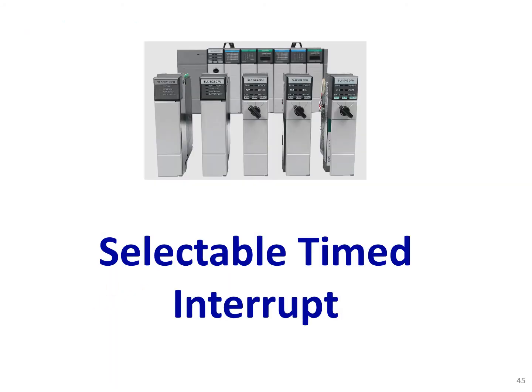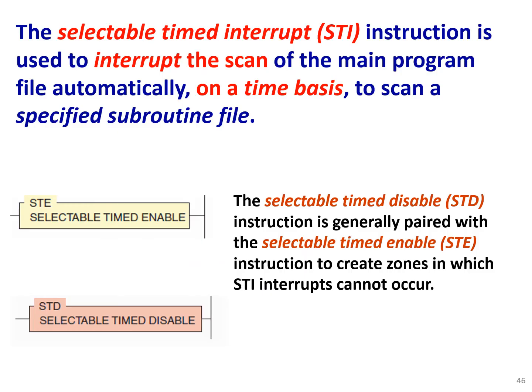Selectable timed interrupt. The selectable timed interrupt STI instruction is used to interrupt the scan of the main program file automatically on a time basis to scan a specified subroutine file. Okay, so the difference here is that we have a time base.